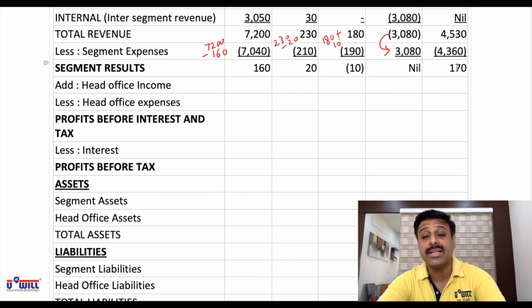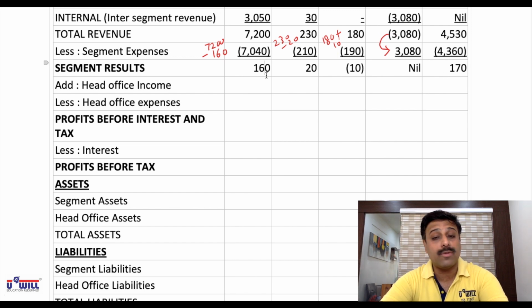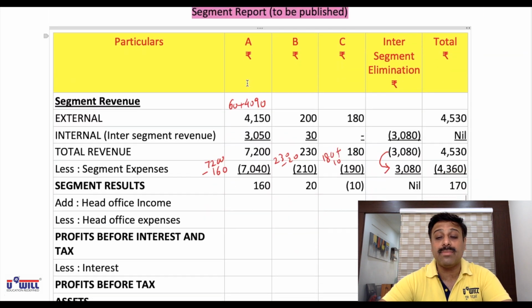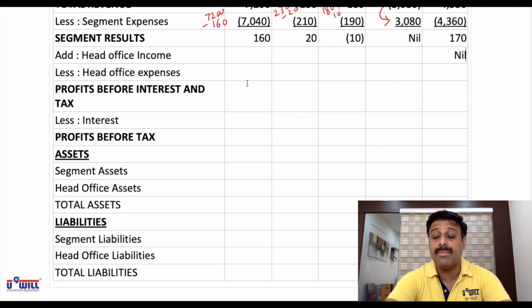Combine all the segments taken together, in which 160 is earned from segment A, 120 is earned from segment B, and 10 of loss is incurred from segment C. So total segment results are 170. Now head office income, what we have to add, there is no head office income given over here. So head office income will remain nil.